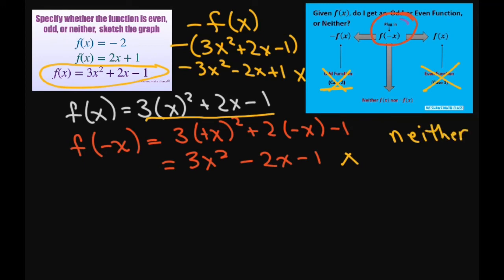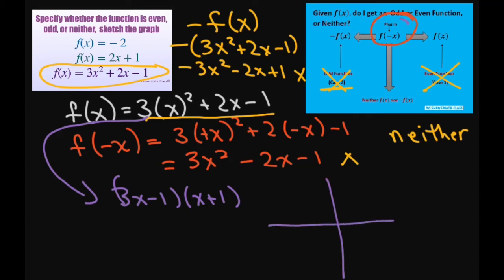And for the sketch of it, you can factor this. So if you factor this one, you're going to get 3x minus 1 times x plus 1. So basically you have zeros at -1 and at 1/3. So it's some quadratic. There's just a little sketch of it there.